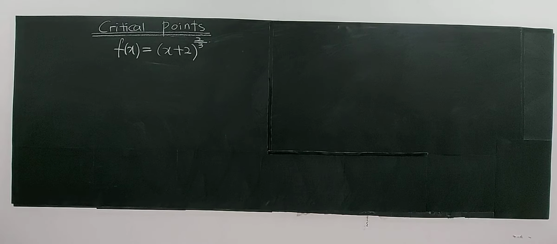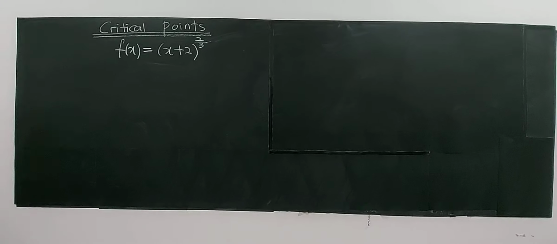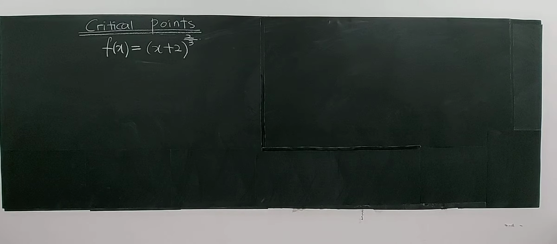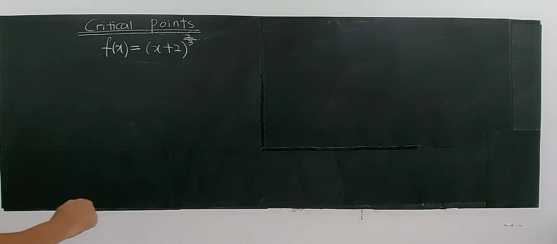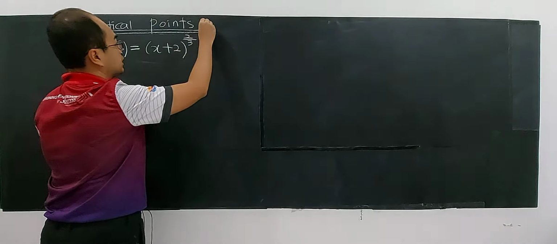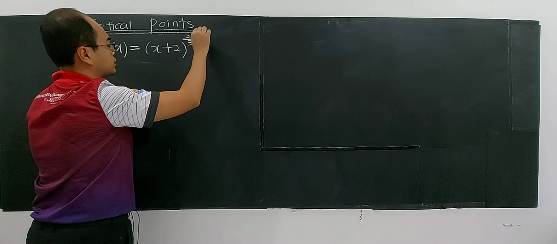Alright, in this video I'm going to talk about another function for which we can find the critical points. As you know, a critical point consists of stationary points and singular points. If there are no endpoints, there are only two types of critical point: the stationary point and the singular point.